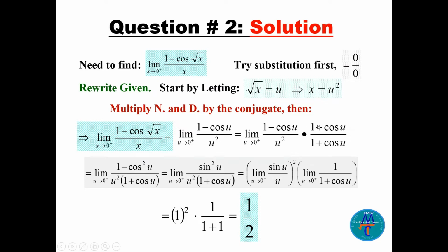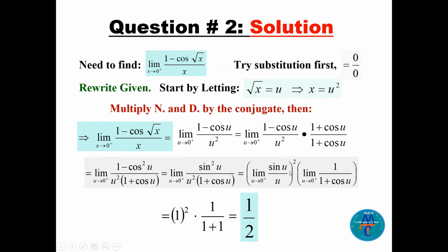I can multiply up and down by the conjugate. You see, 1 minus cosine of u, the conjugate will be 1 plus cosine of u, up and down. In the numerator, I will have the difference between two squares, 1 minus cosine squared of u. And I can replace it by sine squared of u, because I know sine squared of theta, any angle, plus cosine squared of theta is equal to 1. And here I leave u squared and the bracket 1 plus cosine of u.